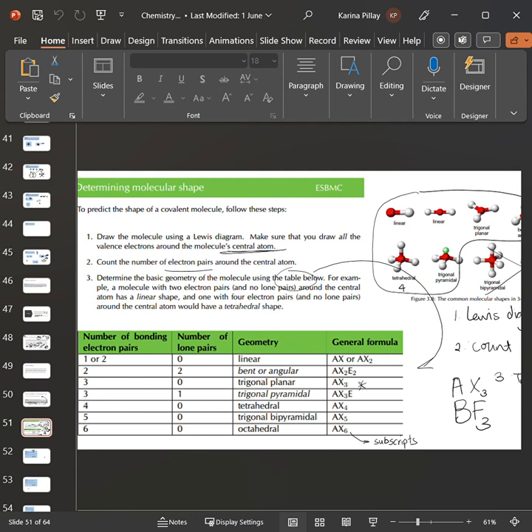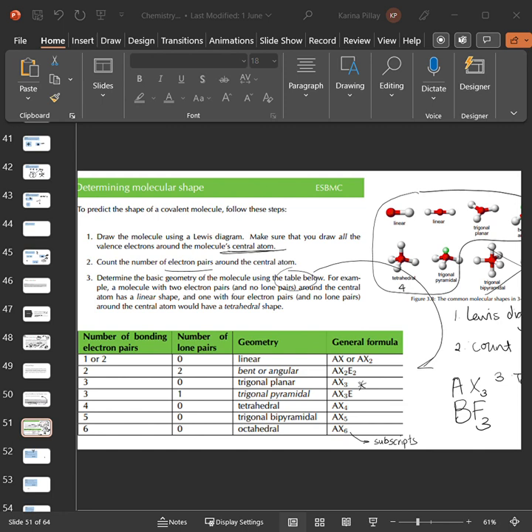Some of the common shapes are listed in the picture here as well. We first start off with the linear shape. This is the most basic shape, and we follow the general formula AX or AX2. For instance, if we look at HCl, the A represents one element and the X represents another. There are no subscripts here, so it's just 1, 1, therefore it's AX. So hydrogen chloride is going to be a linear molecule.